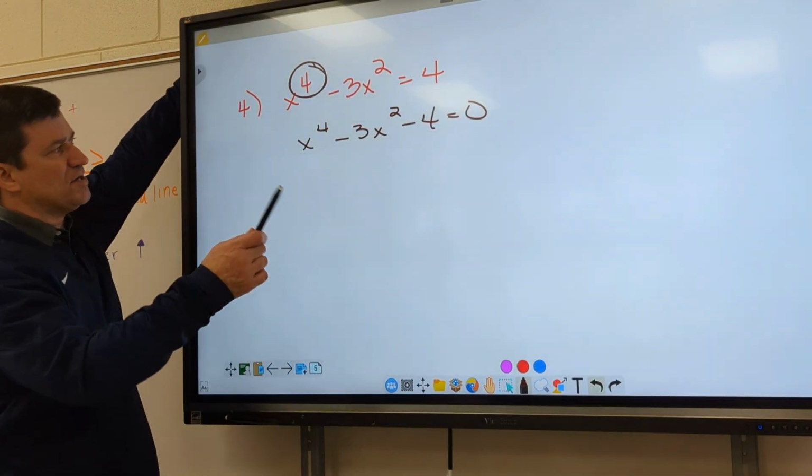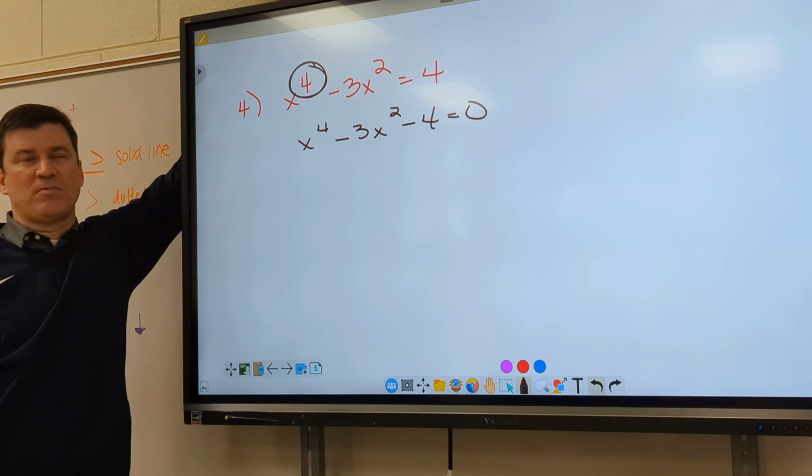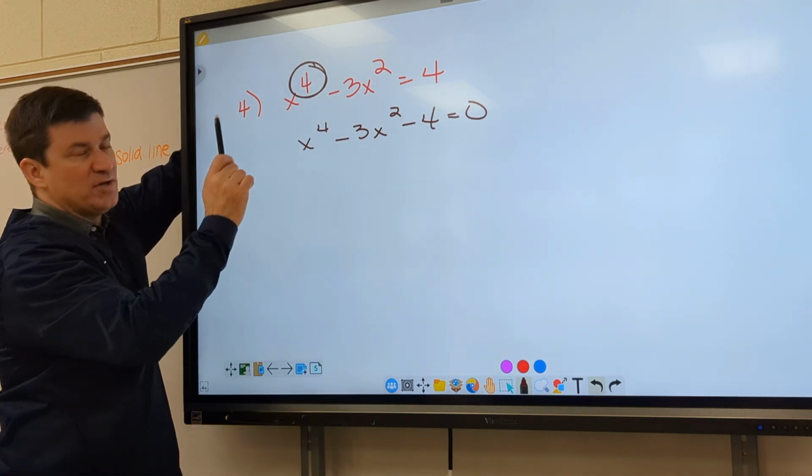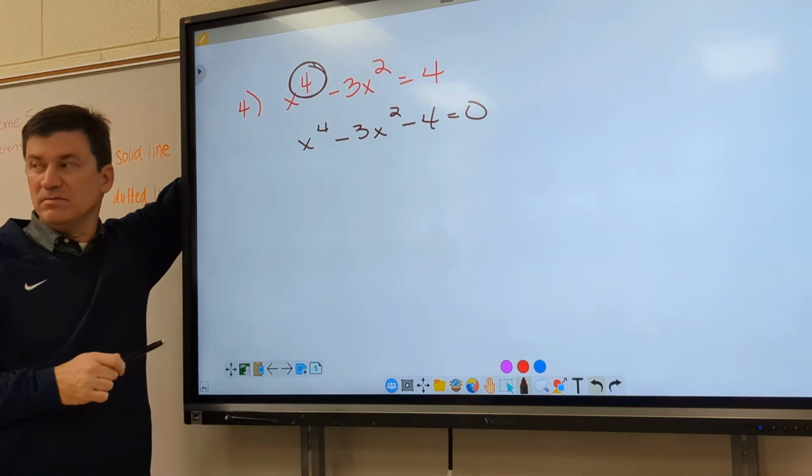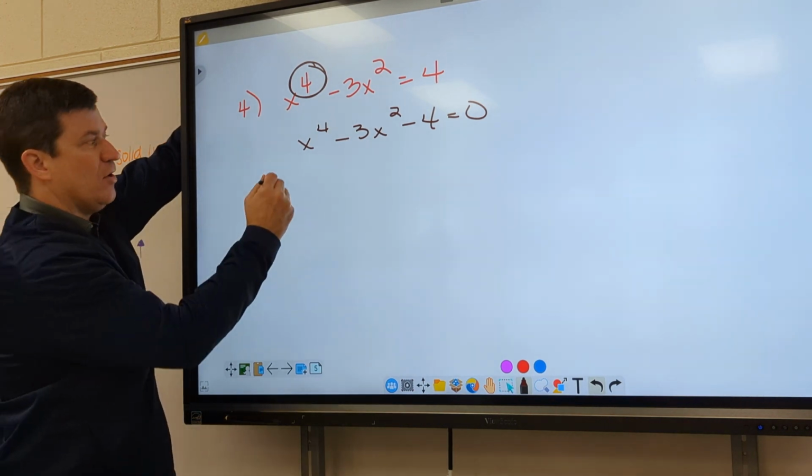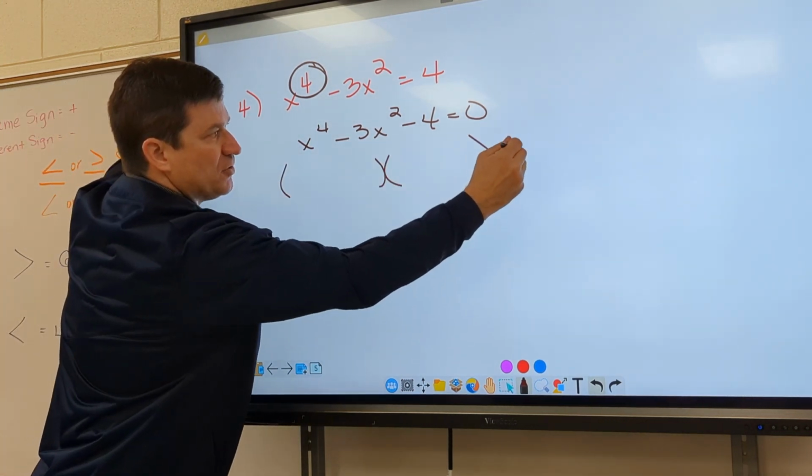All right, so question, can we do quadratic formula on this problem? No, you can't. You can only do quadratic formula if you've got an x squared. x to the 4th, you can't do it. So the only way we can do this one is if we factor it out.